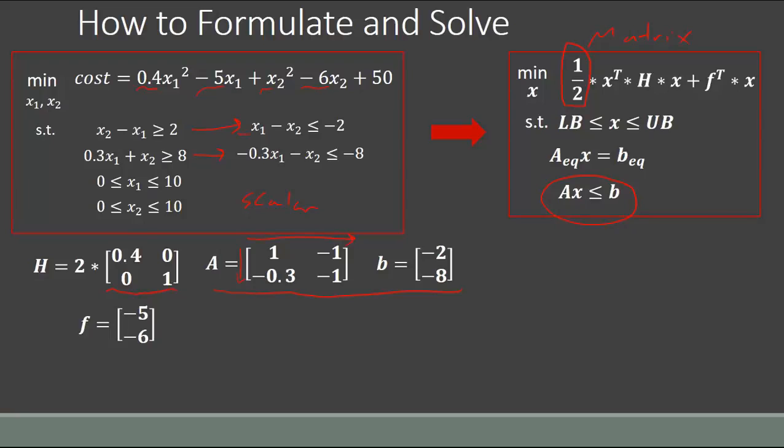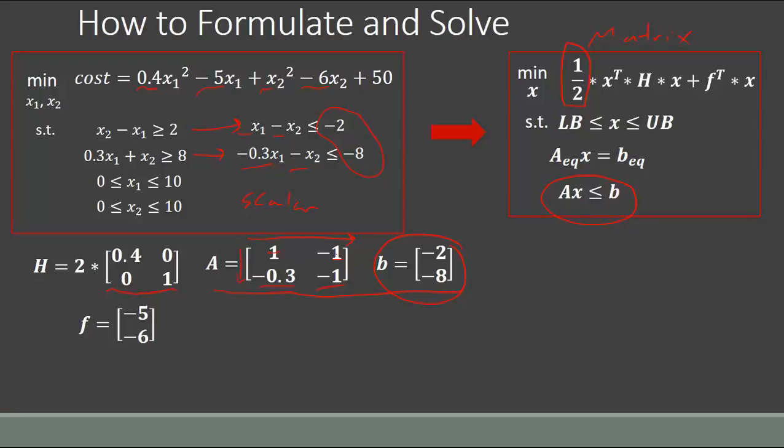So there's a 1 here, there's a -1 here, 1. So you see 1, -1. There's a -0.3 here, and there's a -1 here. And now we take our B column vector and we put in these constant terms into that B column vector.